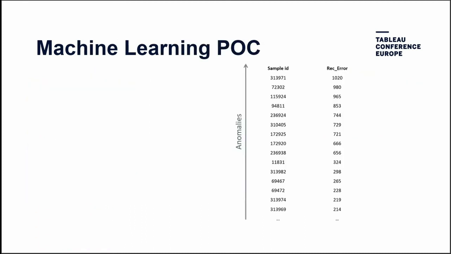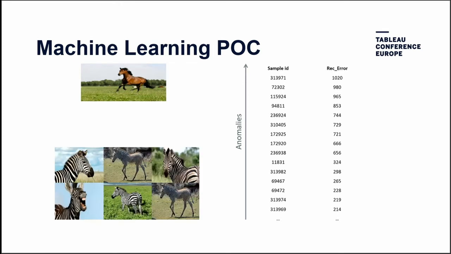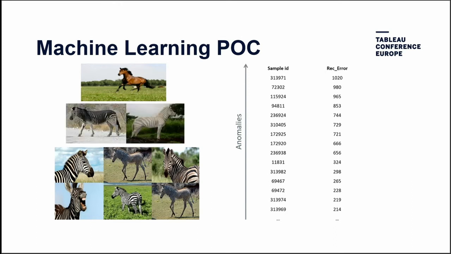So now we have the output. So where in here do you think the horse will be? Top, bottom, or middle? Yes. And then the zebras will be somewhere lower down the scores because they are normal in our data set. And then in between, there's something else.